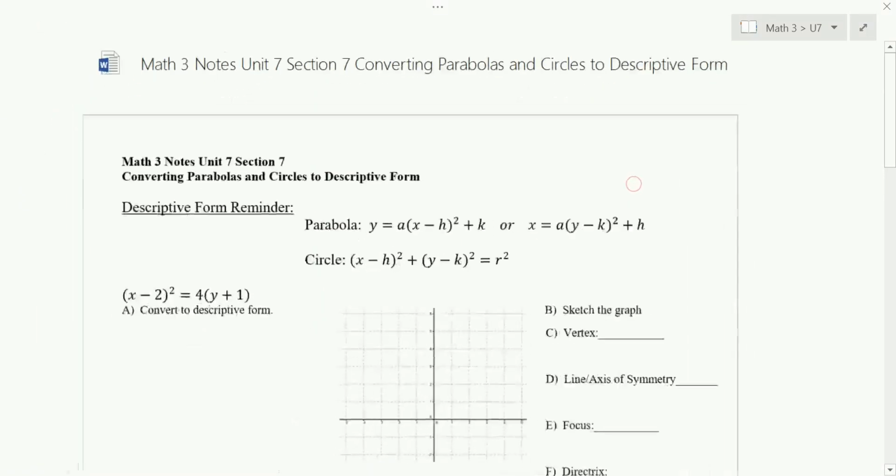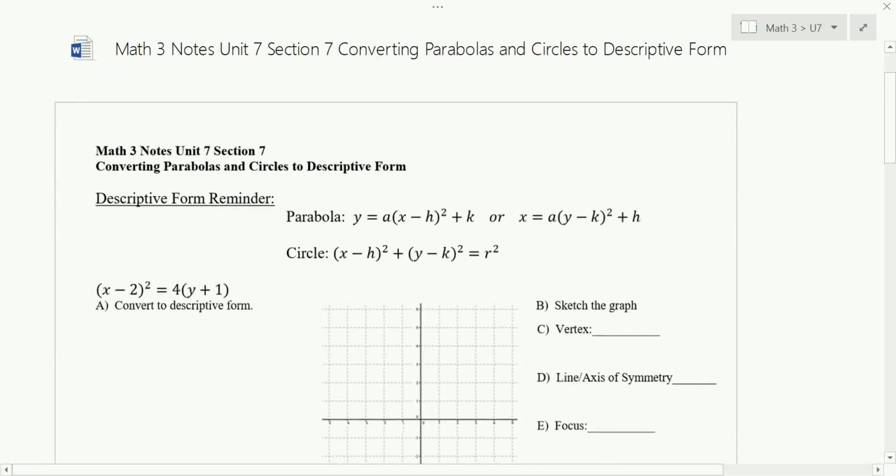So here are the three equations that we studied in this unit. We got two different forms of equations for the parabola. Remember, if it's y equals, it'll be a parabola that opens along the y-axis, so up or down, and it could also open left or right. So that would be in the form x equals some equation, right? And then if we have a circle, we put it in a different form.